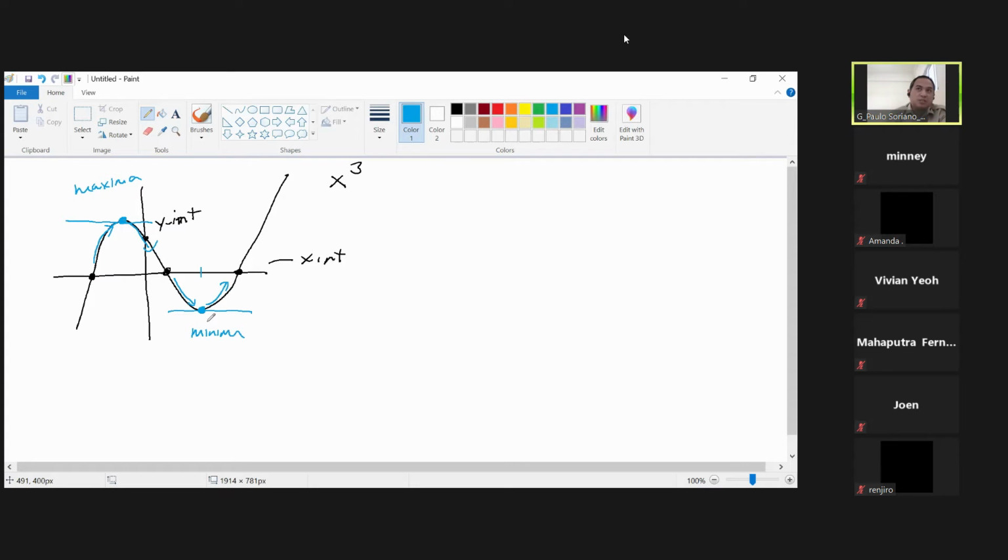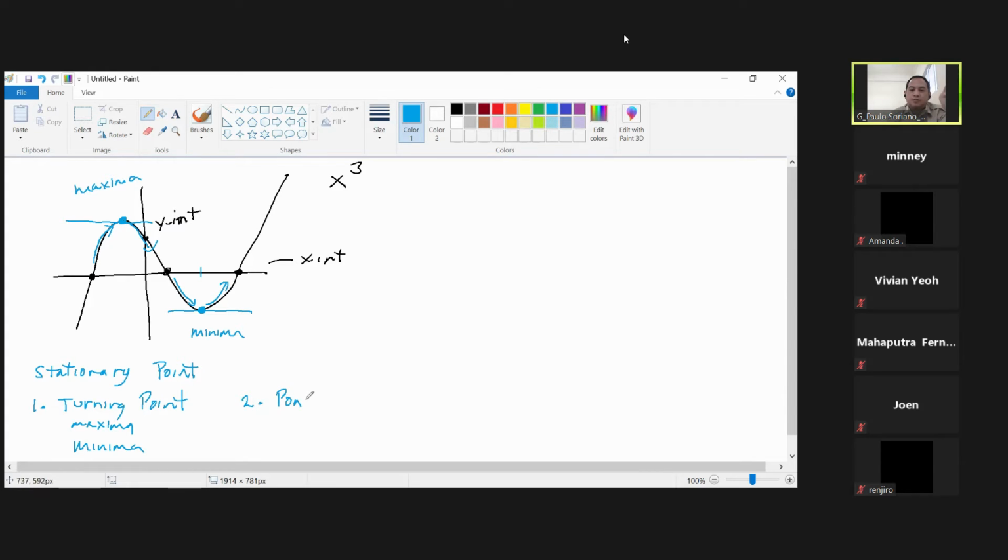And so there's a change from decreasing to increasing. So that is now one type of stationary point. Okay? This is now called number one, your turning point. Turning point. And that is now a maxima and a minima.